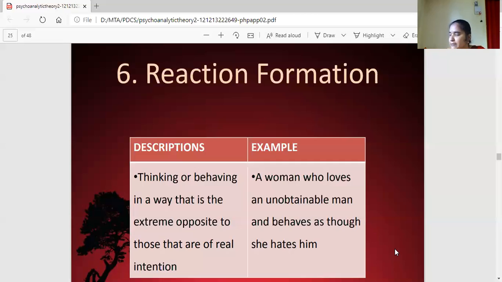Okay. Similarly, between siblings, something is bought for your brother or sister, younger or elder, and you are not getting the same thing which you liked. Then even if your parents get you that same thing, you pretend and just throw it off and say, I don't want it, I don't like it, I never wanted it. So you're just showing an extremely opposite behavior just to make the others feel bad and make yourself feel better. So this is reaction formation. So you are behaving in a completely opposite manner than the reality or than the real intention.